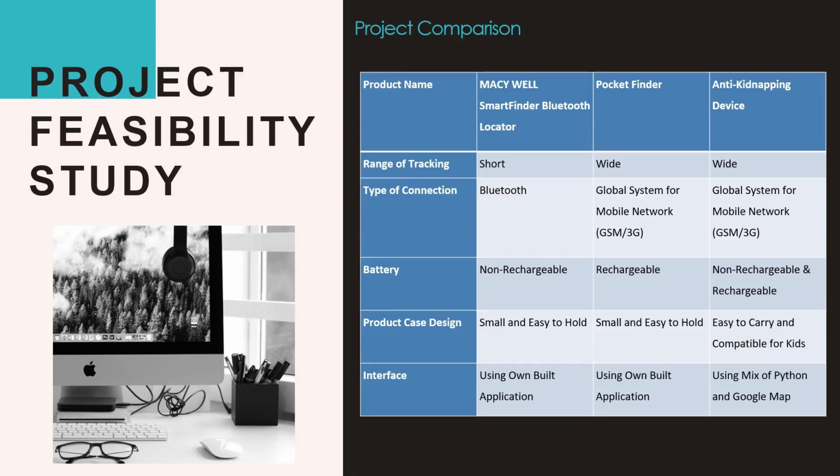Pocket Finder, the range is wide. It uses a rechargeable battery, and it has its own built-in application. Now, our anti-kidnapping device. We can say that the range of our device to track is wide. Not so short and also wide.